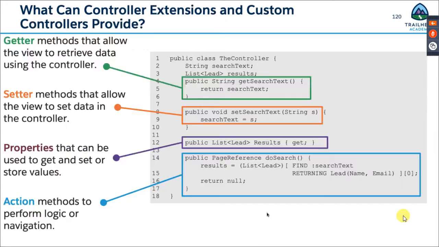All right, cool. Now you're going to have to write a getter or a setter, or even better, you can use properties, and you also have action methods. Action methods are the ones that are invoked from a button, a command link, a poller, an action function, or an action on a page that we saw earlier. And the return type for that particular method has to be a page reference.